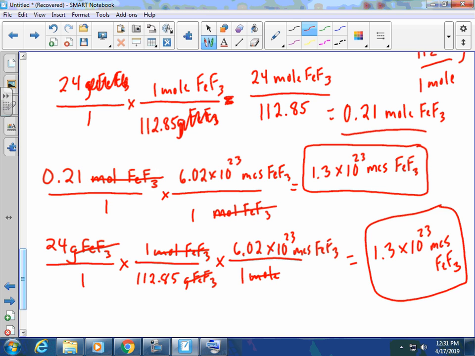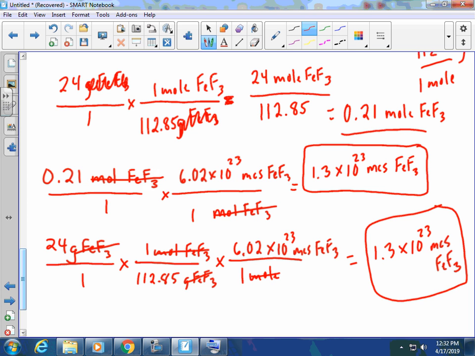I'm just saying some people get confused by just putting on the second step. Some people prefer to make it two separate problems that are just one step each. Some people go, I got this. I can just do one problem with two steps. Just wanted to show you both ways. All right.